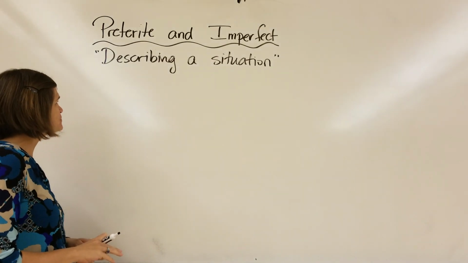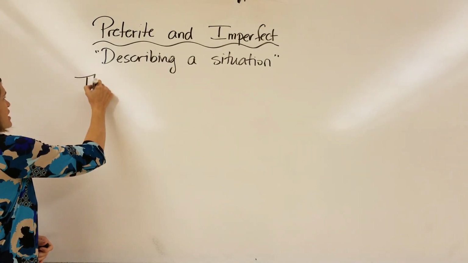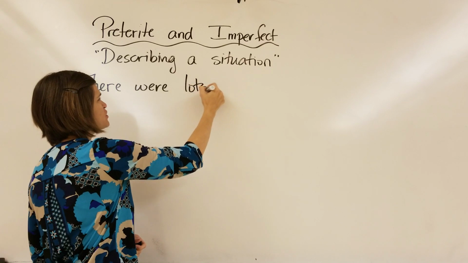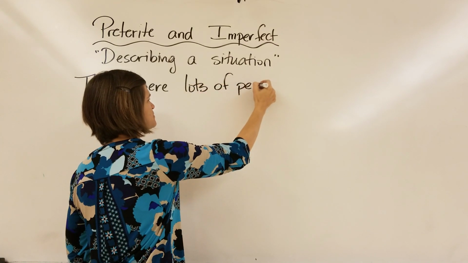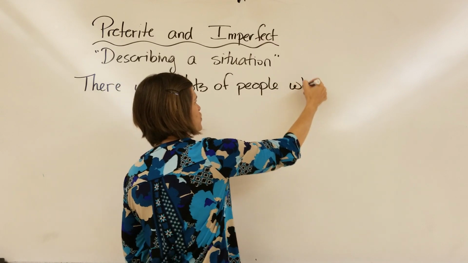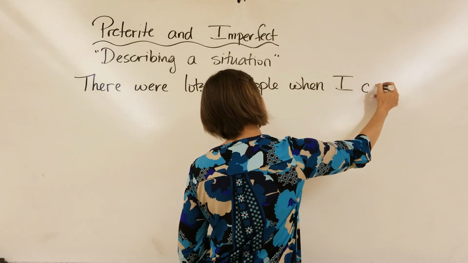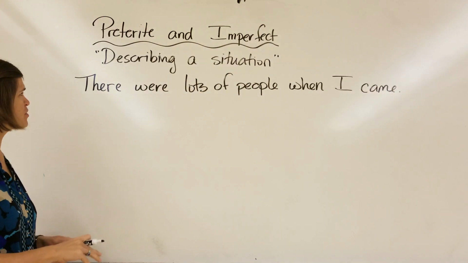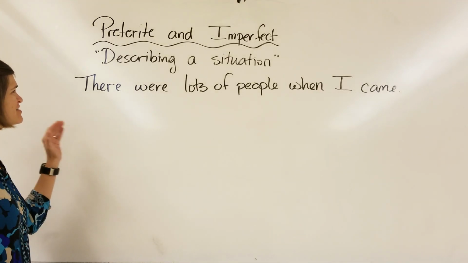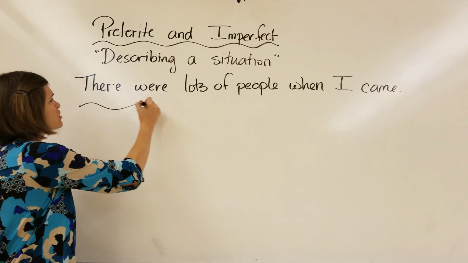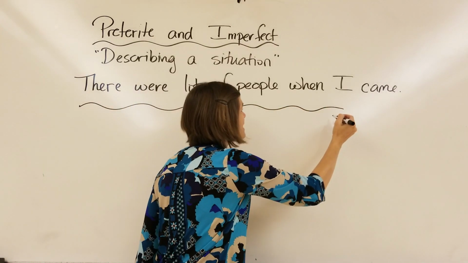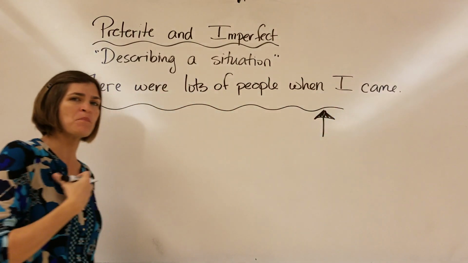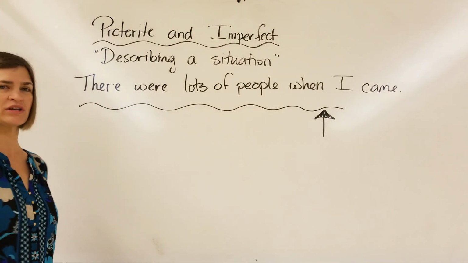So for an example, there were lots of people when I came. So we were walking into a party, and all these people were already there. This is the situation. There were lots of people when, and all of a sudden, this one action happens in the past. My arrival at the party is one point in time.